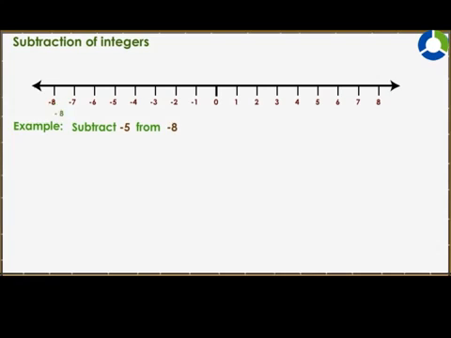Subtract negative 5 from negative 8. To subtract negative 8 minus negative 5, first change the sign of the integer to be subtracted. That is, negative 5 changes to positive 5. Then add negative 8 and positive 5. We get negative 3.